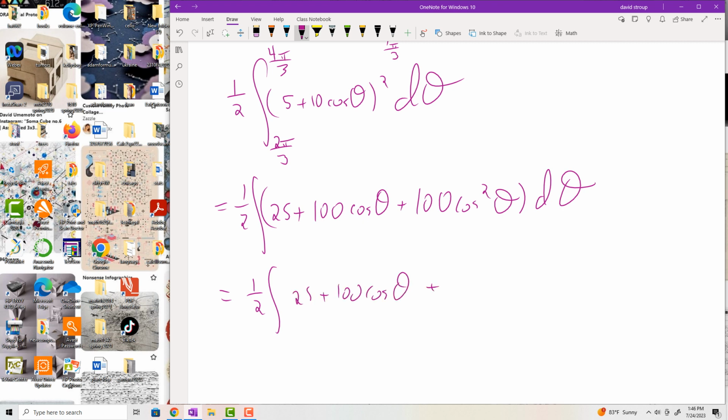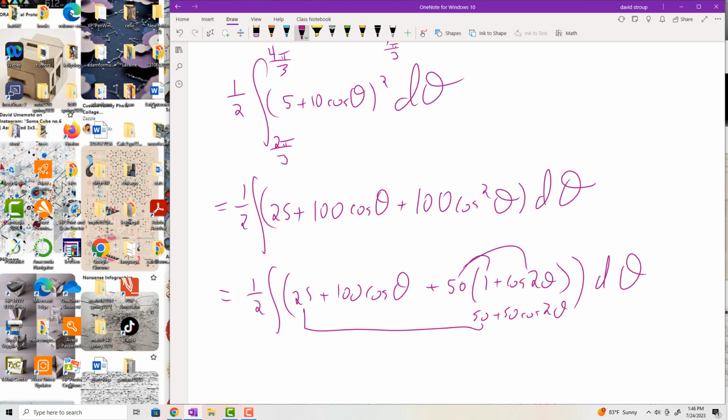For the third term, you need to convert that. There'll be a 1/2 fraction, so it'll be (1 plus cosine of 2 theta) over 2 times 100. But you can change that to 50 times it, right? So 50 times (1 plus cosine of 2 theta) d theta. And then we want to combine some like terms. So when I distribute this, I'd get a 50 plus 50 cosine of 2 theta. And then I want to combine that 50 with that 25. So I get 1/2 integral 75 plus 100 cosine theta plus 50 cosine 2 theta d theta.